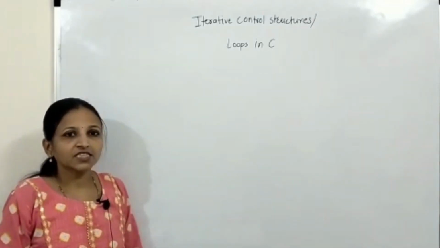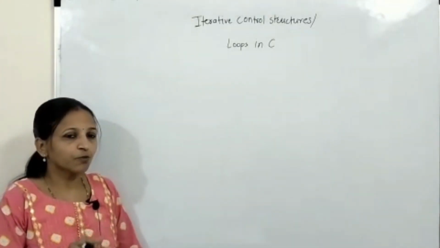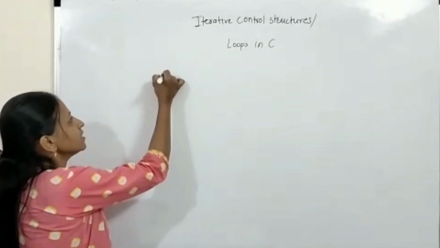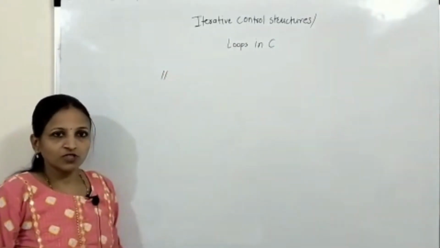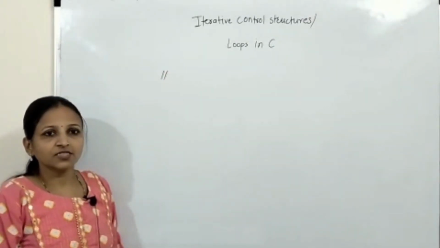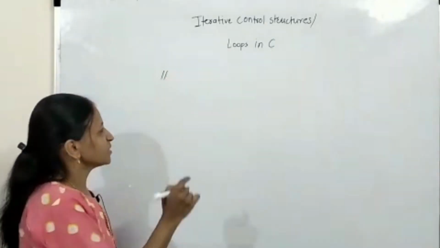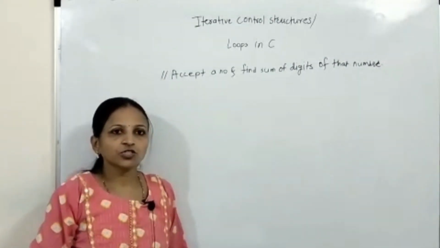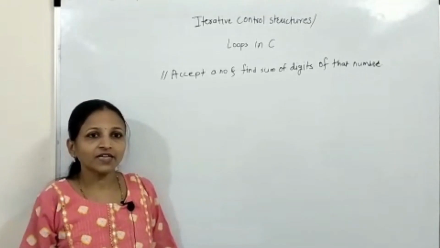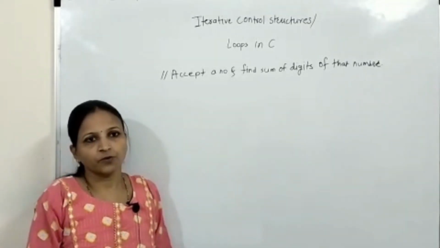See, first we will see the logic of that program. Here the problem is like this: accept a number from the user and find the sum of digits of that number. This is the problem. We will first see the logic of this program and then we will apply that logic inside our program.